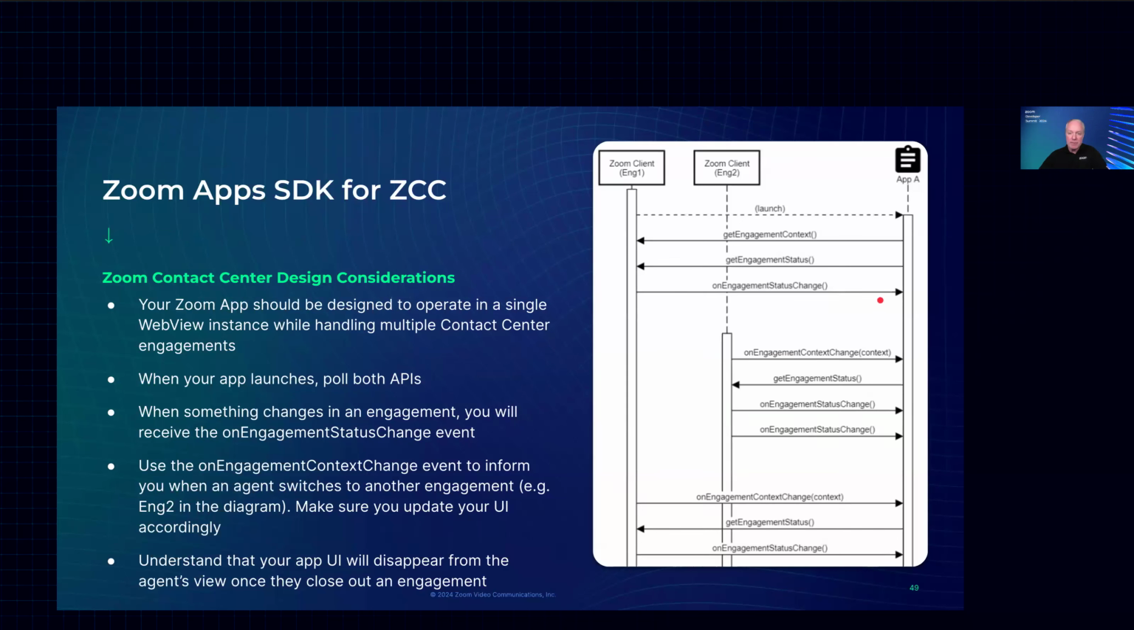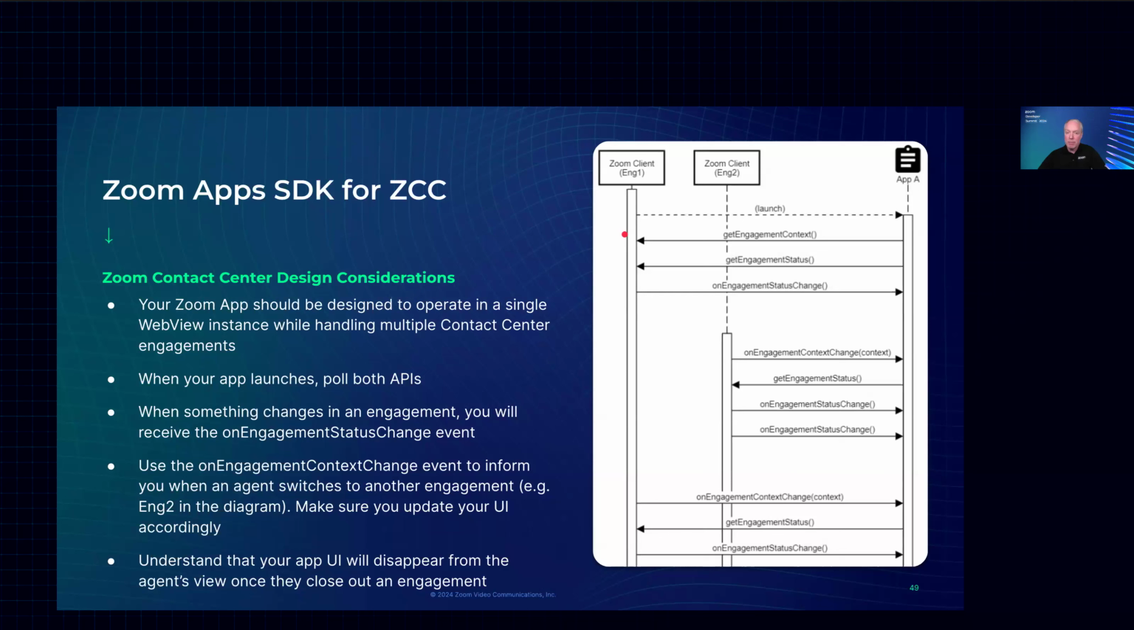Now, let's say while that engagement is in wrap up, the agent wants to go to engagement 2. The agent clicks on that SMS engagement, and now you're going to receive an on engagement context change telling you that now the agent is looking at engagement 2. You'll need to update your web view instance to match what should be appropriate with regards to engagement 2. And you can see the other events that will happen throughout the course of that. The agent may go back to engagement 1. You'll receive another on engagement context change event, letting you know that now the agent's back on engagement 1. Maybe update your app. You'll need to have some state where you can go back to what the agent was doing when they were on engagement 1 previously.